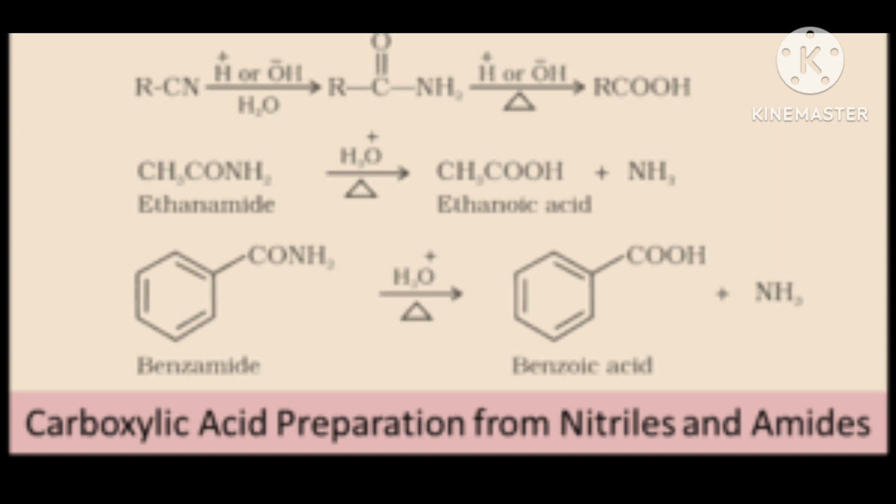Correct? Then this NH3 further, suppose the acid was HCl, can convert to ammonium chloride. NH3 plus HCl: suppose acid is there, HCl, then it can form NH4Cl. First it will form ammonia. If HCl is there, then it can form ammonium chloride. How? NH3 has a lone pair of electrons.